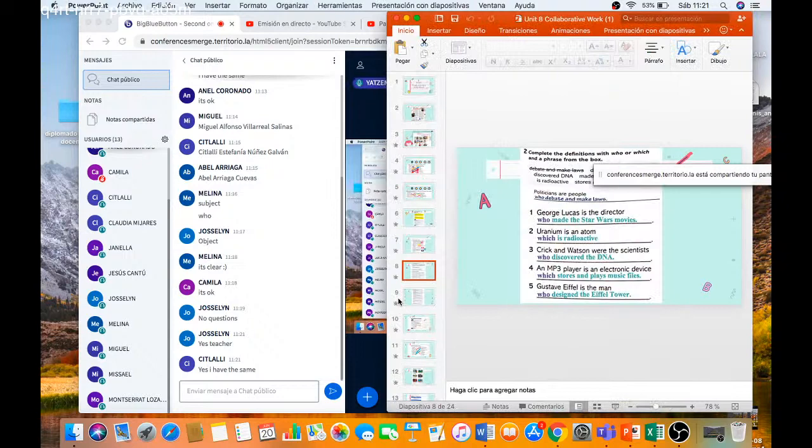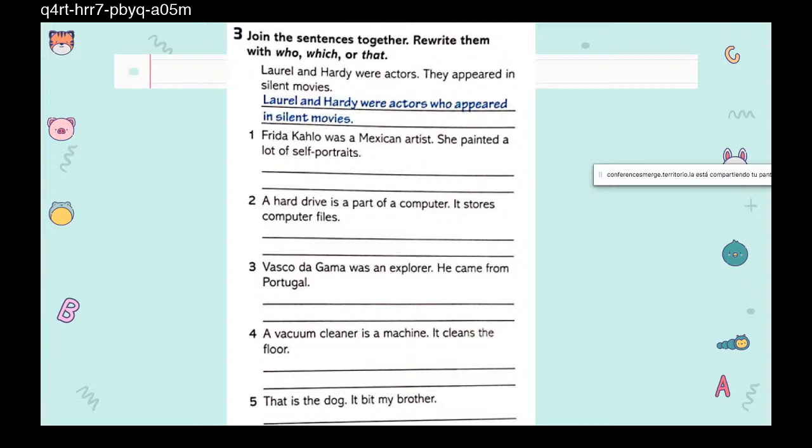Now let's continue with exercise number three. With exercise number three, pay attention. We have to join, as we did with the homework and as we checked in the last class, the sentences. We have two. We are going to join the two sentences in one. We can use who, which, or that. Be careful because that, as we said, is the element that we can use in both cases. So it's better to make the difference between who and which, but that can be used also in both, right? Just be careful about it.